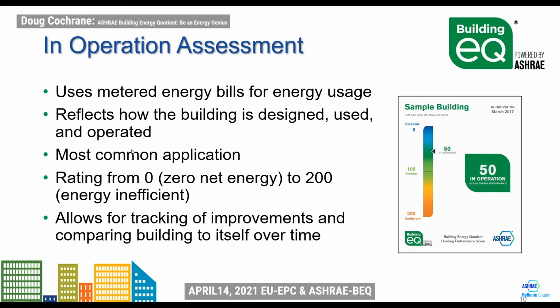What we've done with the rating scale is we've tried to make this very simple. 0 stands for net zero energy, and 200, the other end of the scale, is a very energy inefficient building, with 100 being an average or median building. It allows for tracking of improvement and compares the building to itself over time.